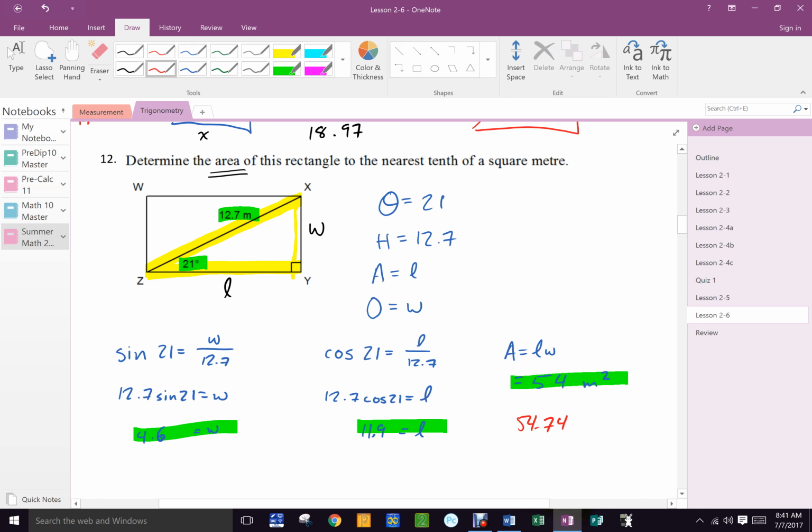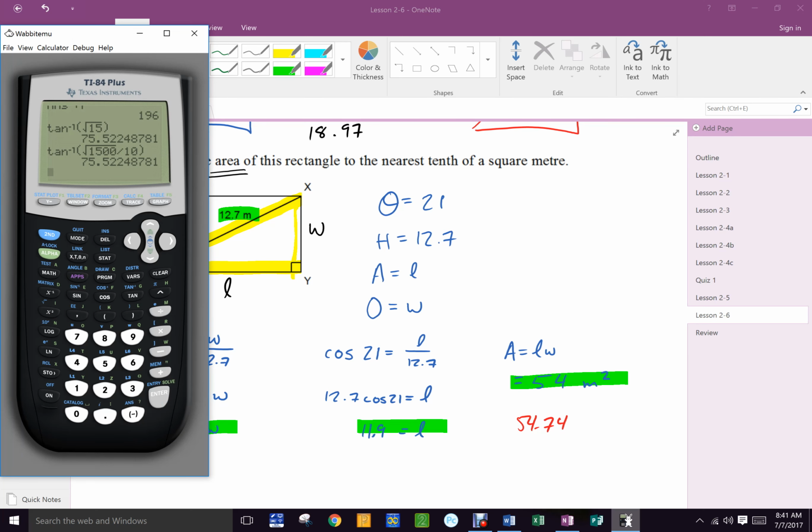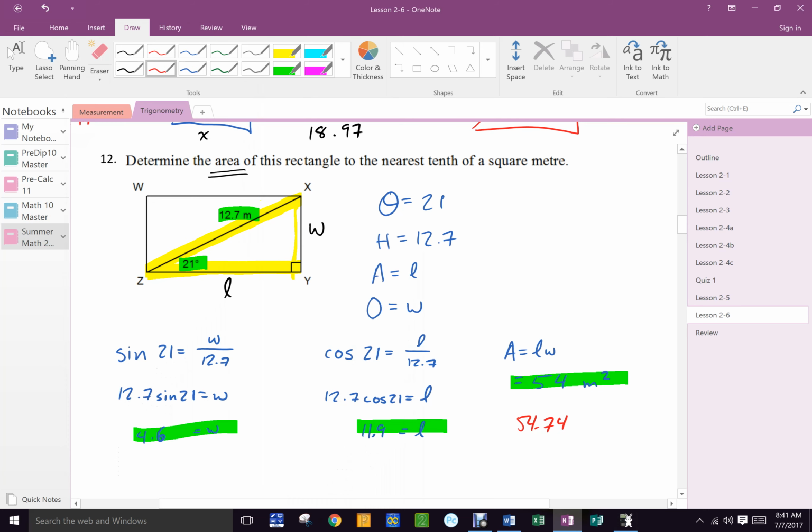Do I care? No, because this is not a course in rounding. This is a course in trig. You understand? Okay? Because what your answer should have looked like was 12.7 cos 21, 11.85, see? So here's what I like to do to make sure I get the best possible answer.